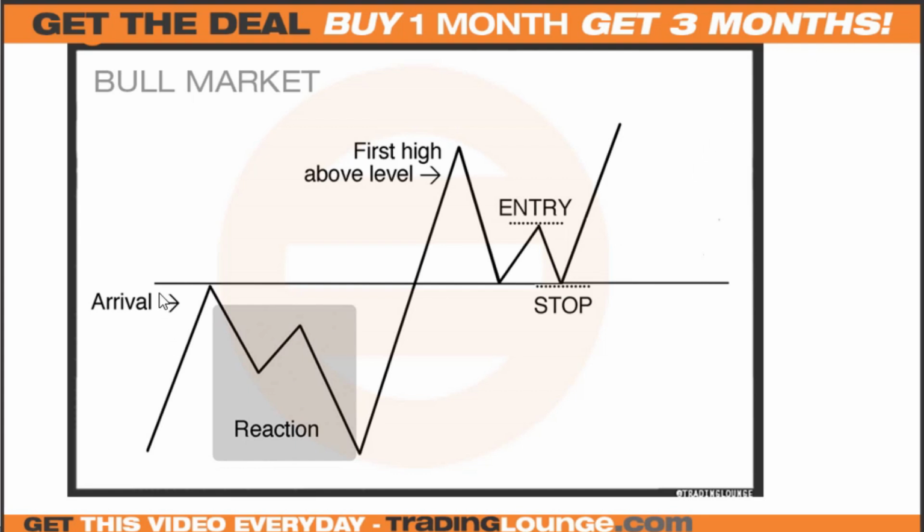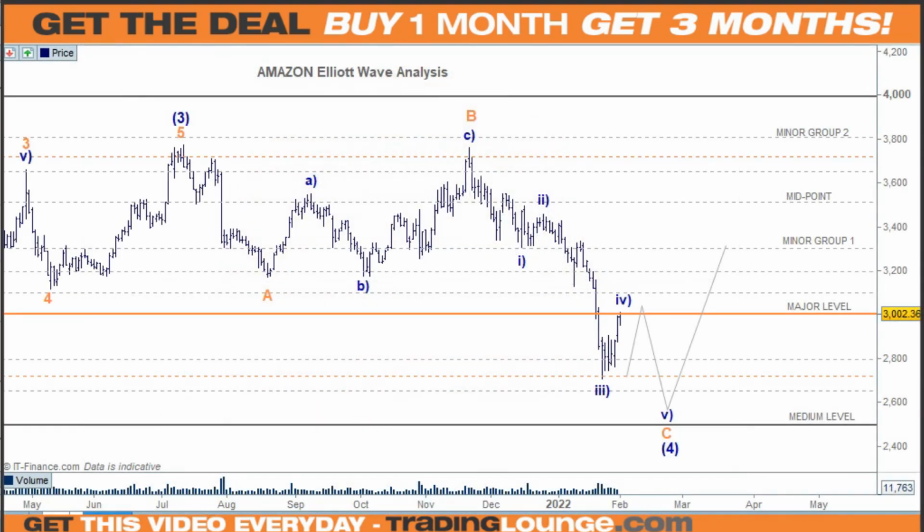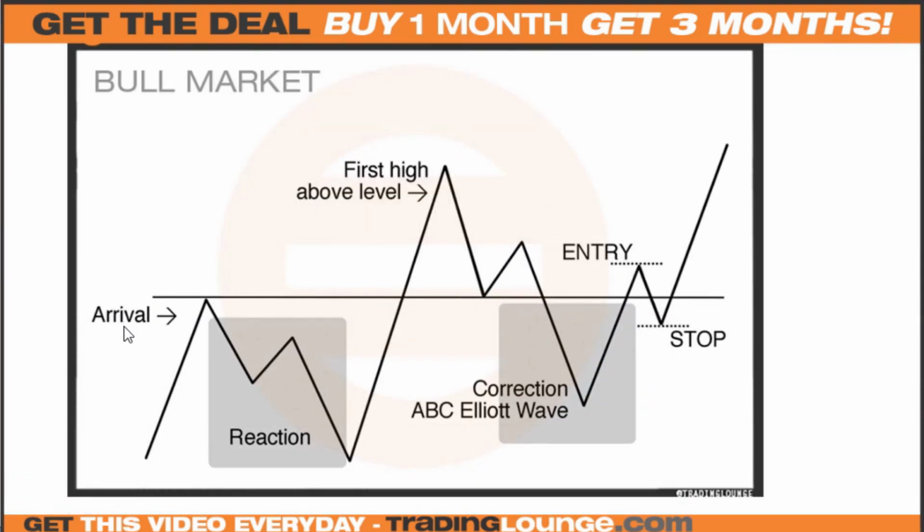This major trading level 3 here may play out a little bit differently in that it drops below the level here. That's more common. So this is the most common pattern. If this was the 3000 here, then we have the arrival, the reaction, the first high above the level, then the ABC correction, and then we get back up here. This little pattern here is a fractal of this bigger pattern here, and we can refine that entry.